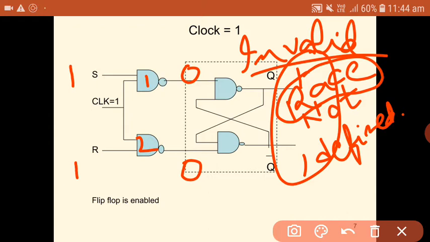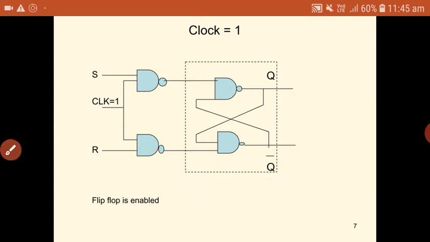So in RS flip-flop, racing will occur for the input combination R is equal to 1 and S is equal to 1. Racing is nothing but unpredictable output, or undefined output, or invalid output. So invalid output is available in RS flip-flop when R is equal to 1 and S is equal to 1.